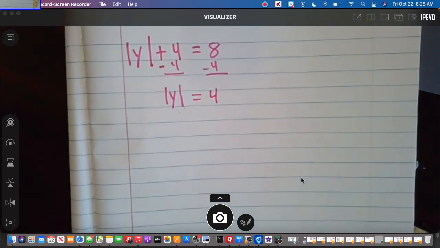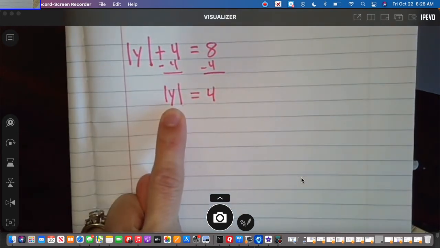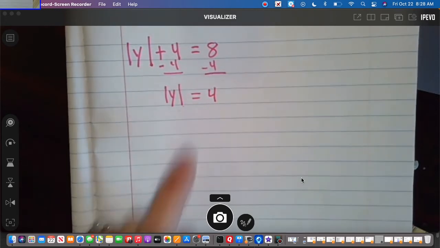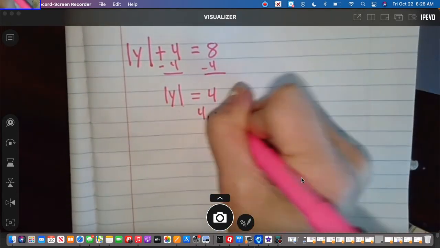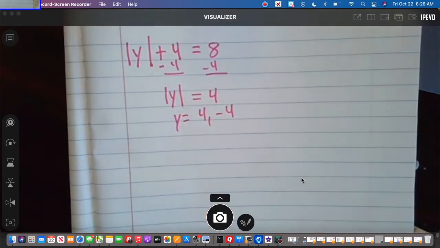Now, what number could be in here? There are 2 answers. What are they? 4 and -4. That's my 2 answers. It's always the positive and the negative. 4 and -4. Those are my answers.